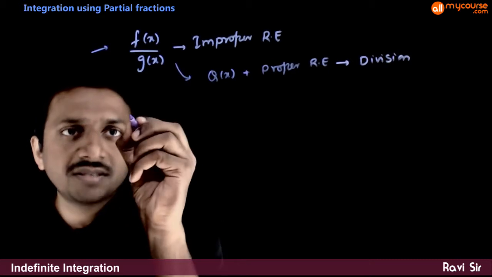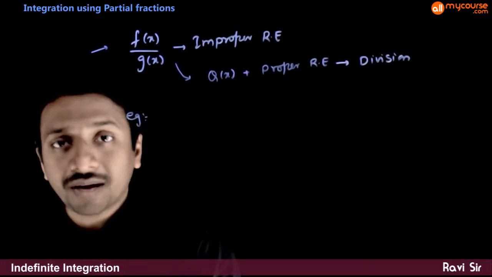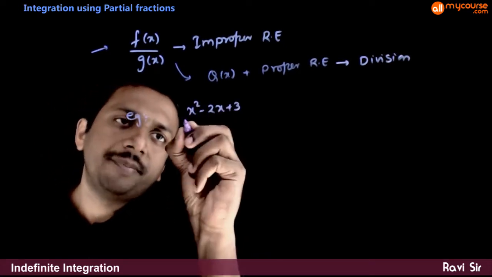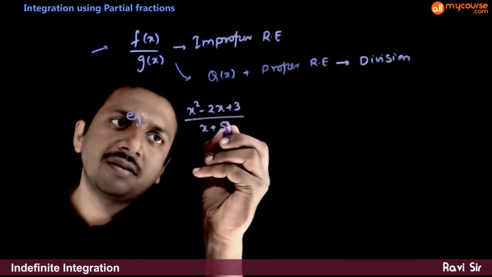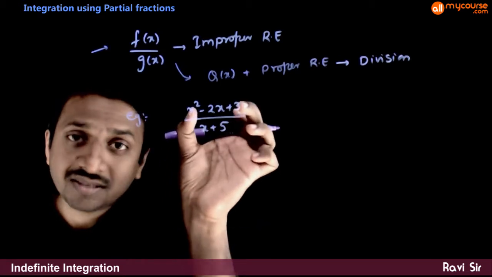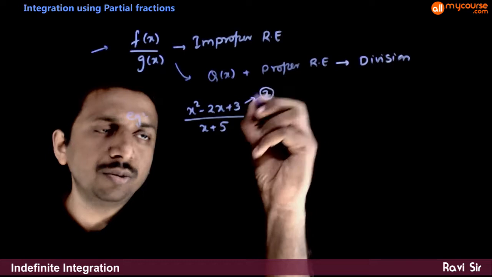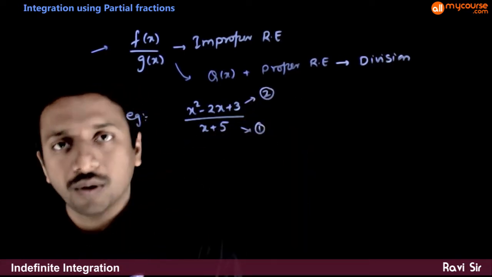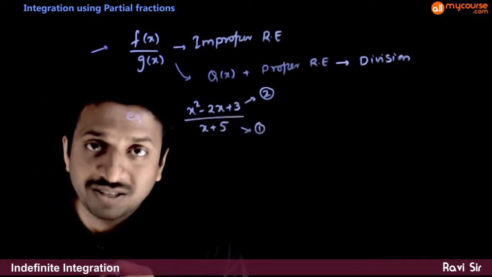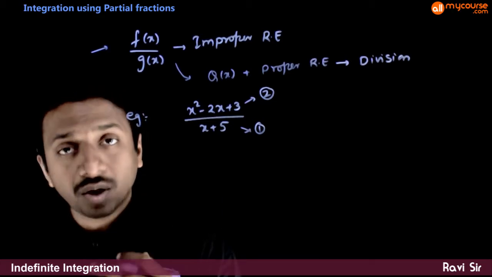So what I'm trying to say is, for example, we have an improper rational expression, x square minus 2x plus 3 by x plus 5. As you can see, this is an improper rational expression because the degree of numerator is 2 and the degree of denominator is 1. So this improper rational expression can be expressed as, x square minus 2x plus 3 by x plus 5. What is the meaning of this?